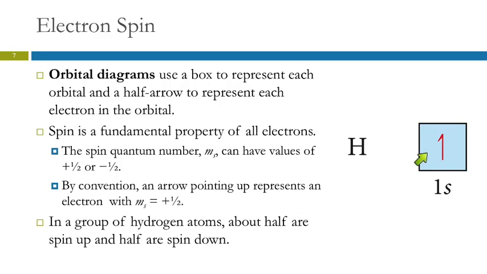In an orbital diagram, we're going to use a box to represent a single orbital, and we'll designate electrons as arrows. Usually we make half-headed arrows, and they can be either pointing up or pointing down. That would correspond to a spin quantum number of +1/2 or -1/2. By convention, we put the first one in pointing up, and the second one would come in pointing down. If you looked at hydrogen atoms, though, about half of them would have that one electron spin up, and the other half would be spin down. So it's just convention that we always put the first one in pointing up.